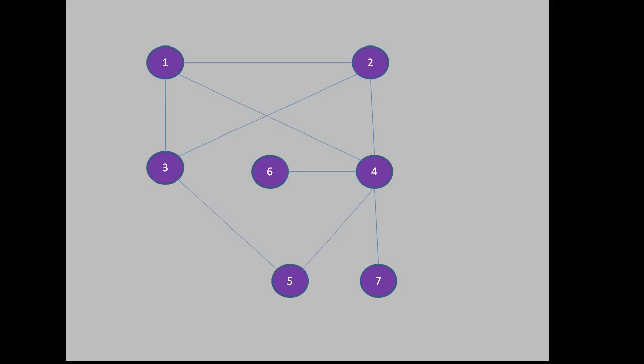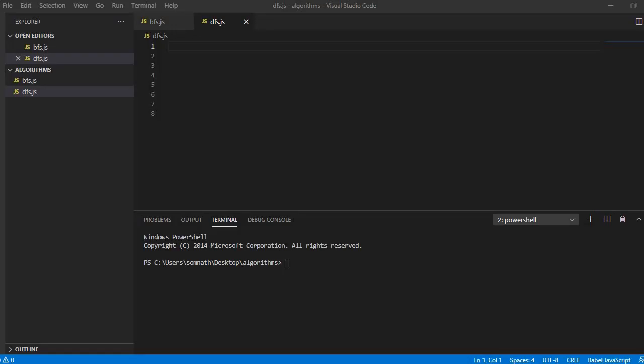So now we see the coding of this algorithm. For coding we are going to use JavaScript. So let's start. First you create an adjacency list, which is an object. Then you create an array visit. Then you create a stack.